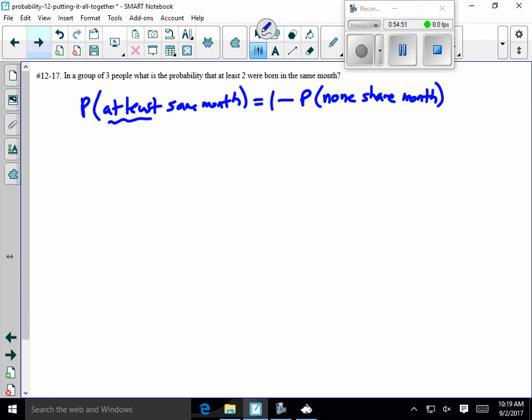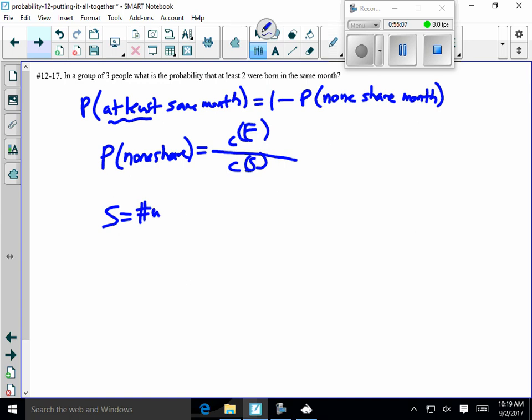Okay, so we're going to do this case, probability equally likely, the probability that none share, right? So that's going to be a count in an event space and a count in the sample space. So let's look at each of these individually. The sample space is going to be all the number of ways that we can have birth months without any restriction, no restriction at all. So if I were to think about the first person, let's make a box for the first person, the second person, and the third person.